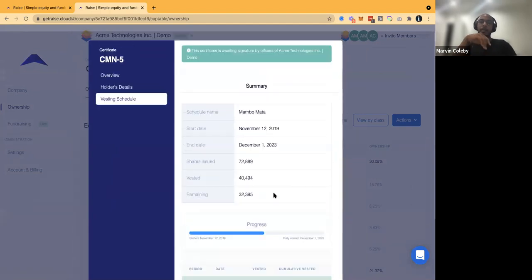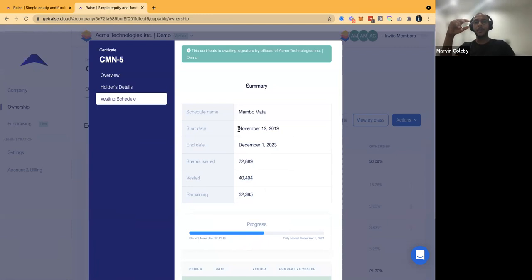So here's an example on the Raise platform of a demo company that uploaded their vesting schedule. We can look at this example of Mambo Mata, who is a shareholder in the company, probably a stock option holder, so an employee. His shares were issued on November 12th, 2019. The end of his vesting date is in 2023 sometime. His total amount of shares issued is somewhere around 73,000, and that's about 2% of the company. To date, he has vested about 40,000 of them, and remaining to be vested is 32,000.